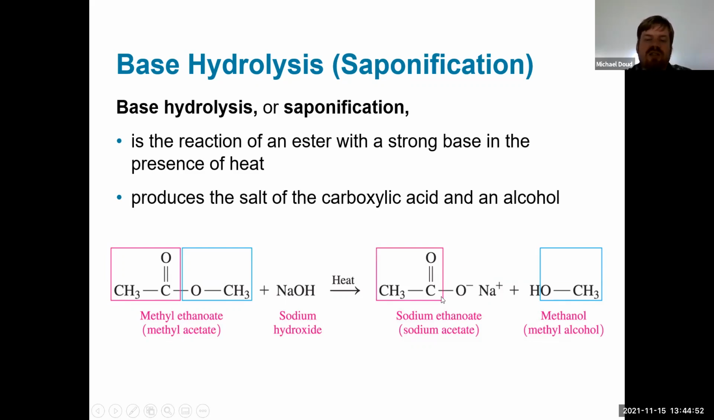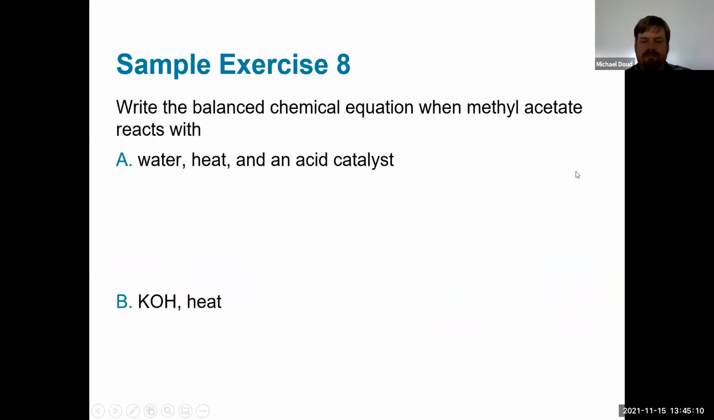you form a carboxylate salt. So the carboxylic acid now is the carboxylate salt. In this case, you have ethanoic acid, comes ethanoate. Sodium is your counter ion, that's sodium ethanoate. The alcohol is still formed just like normal. So methanol is still your product of this saponification.